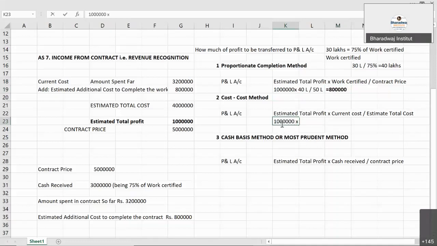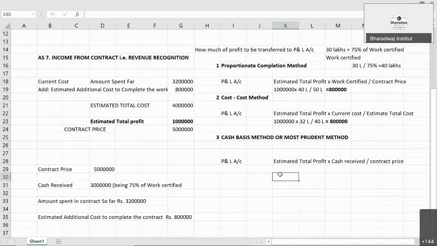Second method, 10 lakhs into current cost 32 lakhs divided by estimated total cost, 40 lakhs. This also, I hope, gives the same answer. 8 lakhs. Accidentally, the same answer. It need not be the same. It can be some other answer also.